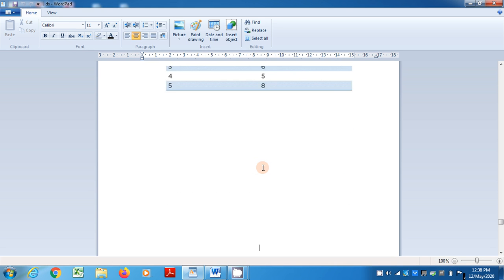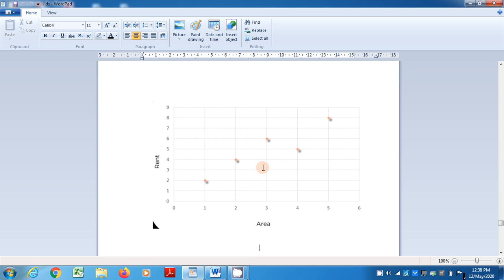Then after that I need to plot those values on the x and y axes. This is the input variable and this is the output variable. So look at that. These are the points on the plot area.